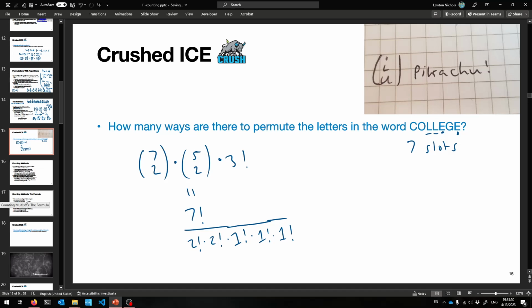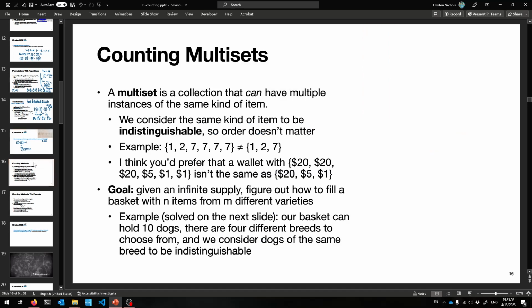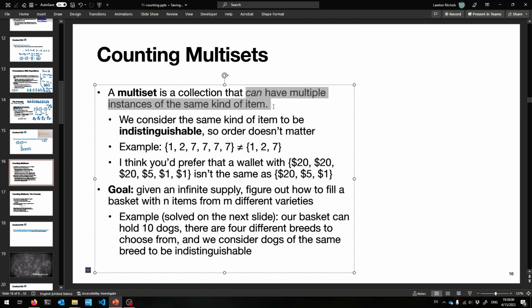All right, let's see. I think there's just one last concept for the day, and that's to count what's called a multiset. So a multiset is when you do have a set that can have duplicates, and duplicates matter. The order of the duplicates doesn't matter, but you can at least have them. All right, so we consider the same kind of item in a multiset to be indistinguishable. So their order doesn't matter.